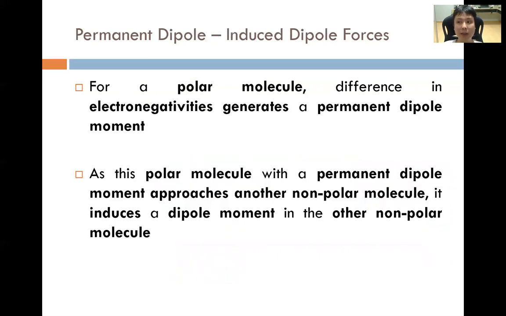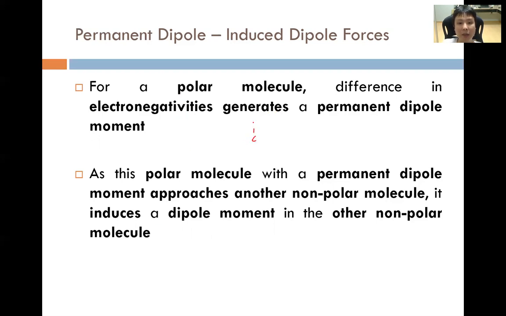Okay, so now on to the second type of intermolecular forces of attraction, the permanent dipole-induced dipole forces. In the previous case, we talked about molecules that are non-polar, and the reason that it creates a dipole is because it's instantaneous, because electrons happen to congregate on one side. However, if the molecule is polar in the first place, then the separation of charges is actually permanent, and it's caused by the difference in electronegativities between the atoms.